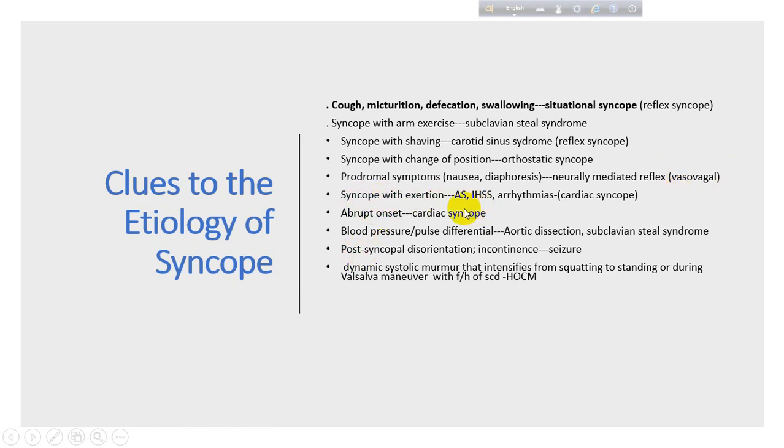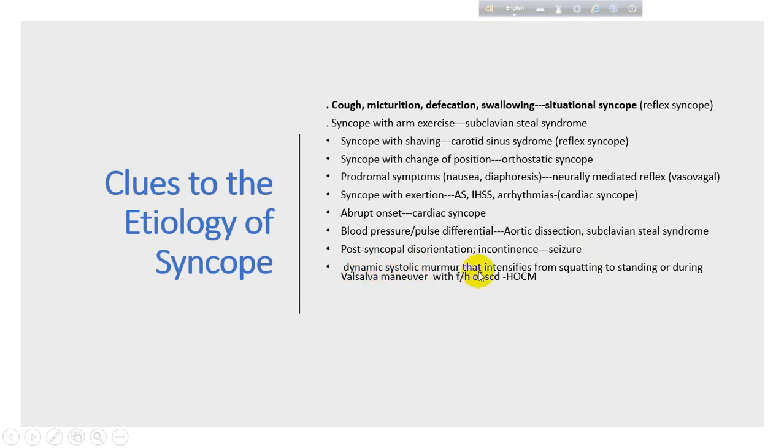Syncope with exertion, for example aortic stenosis, HOCM, and arrhythmias, is part of cardiac syncope, and it has an abrupt onset. It is cardiac syncope. If a blood pressure or pulse differential is present, it may be aortic dissection or subclavian steal syndrome. Post-syncopal disorientation and incontinence are mainly related to seizure, not syncope.